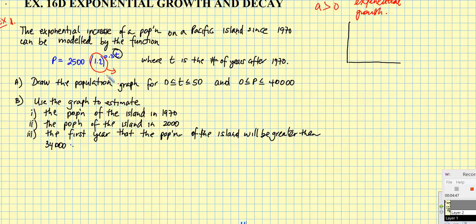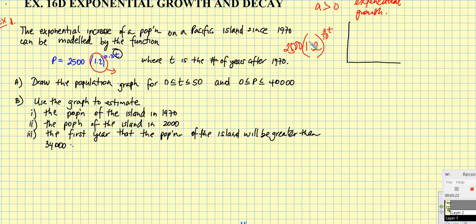Once I know that I've got exponential growth, I now take a look at the exponent, and I know that my exponent is 3/10 t. 0.3 is the same thing as saying 3/10 t. So I've really got 2500 times 1.2, all raised to the power of 3/10 t.